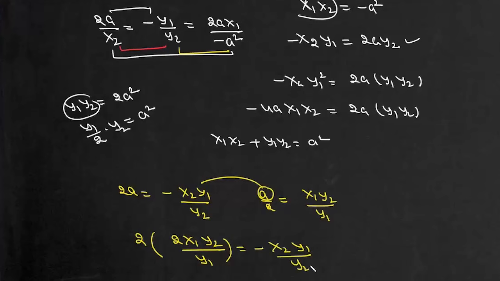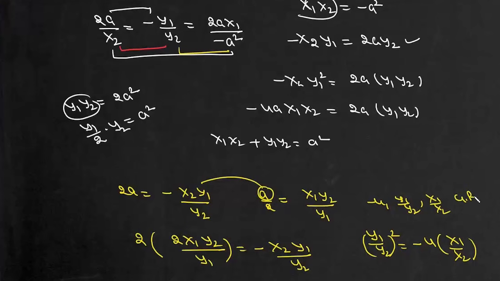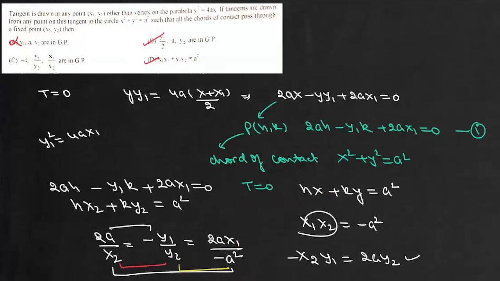Now we can write this as y1 upon y2 whole square, and this is minus 4 x1 upon x2, which is minus 4 y1 upon y2 and x1 upon x2. They are in GP. That means this option C is also correct. So the correct options are B, C and D.